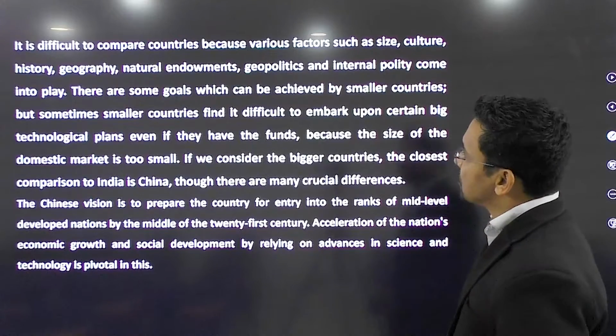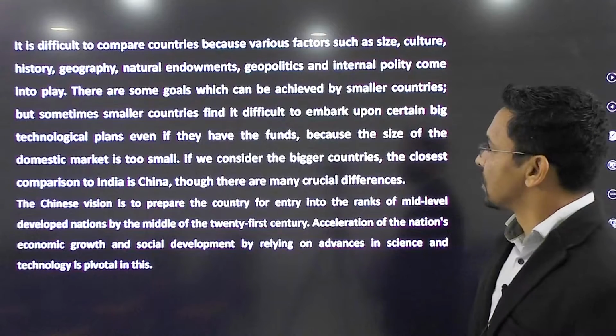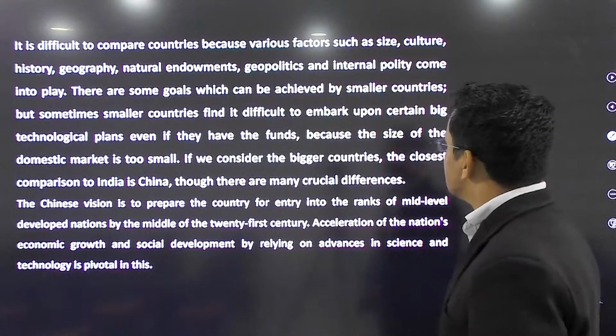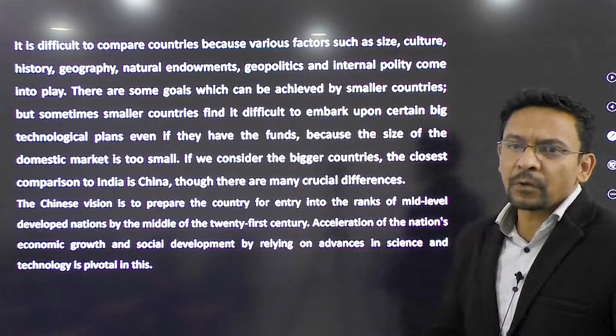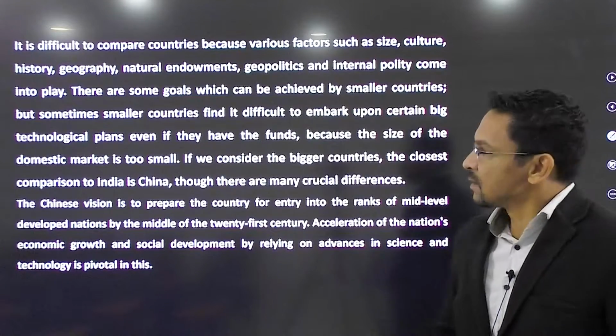Well, it is difficult to compare countries because various factors such as size, culture, history, geography, natural endowments, geopolitics and internal polity come into play. So compare करना बहुत मुश्किल है क्योंकि सारे जो countries हैं, they have their own specific features.